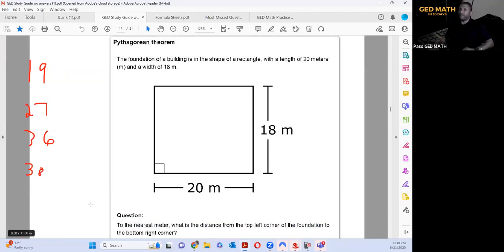So the foundation of a building is in the shape of a rectangle with a length of 20 meters and a width of 18 meters. To the nearest meter, what is the distance from the top left corner of the foundation to the bottom right corner? I'm going to set my timer for 2 minutes. If you finish before the 2 minutes, you can send me the answer in the chat. If you both finish before 2 minutes, you can both tell me the answer, and then we'll see what we got. So I'm going to start the timer now.